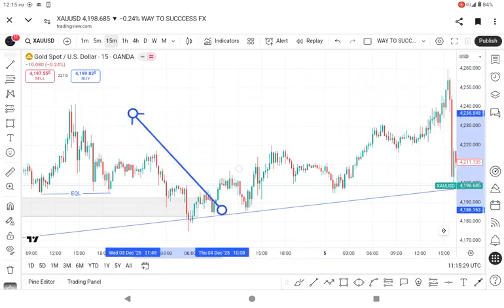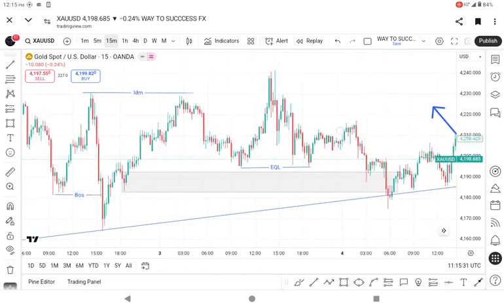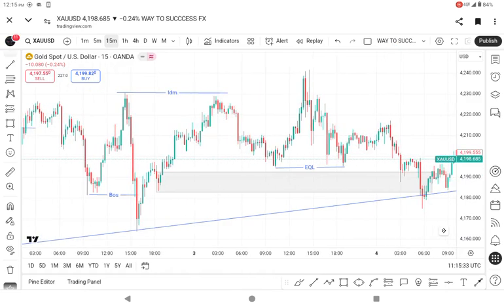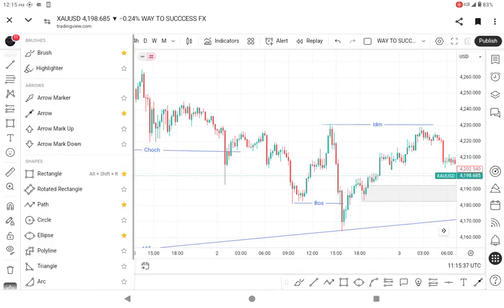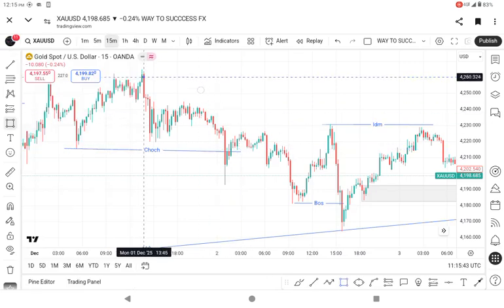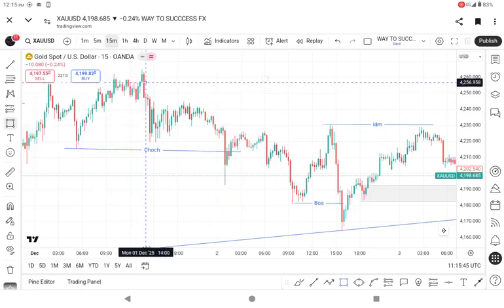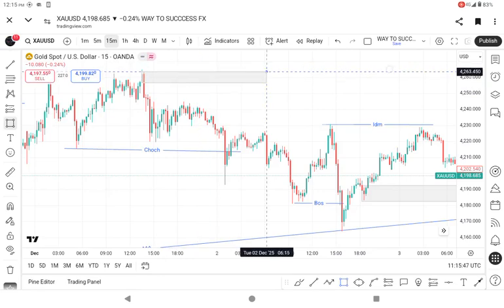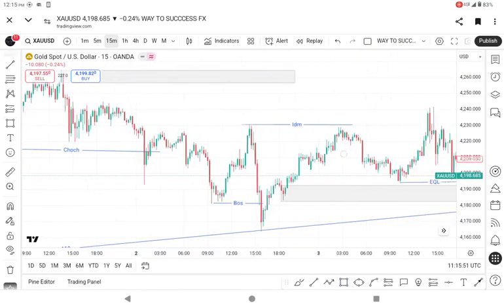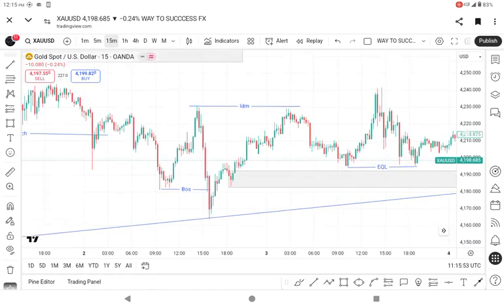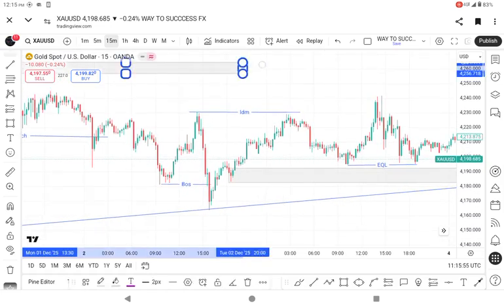taking this high. After this inducement is taken out here, where is my POI now? I have this other block sitting here. So let's check to know if price tapped into this other block.